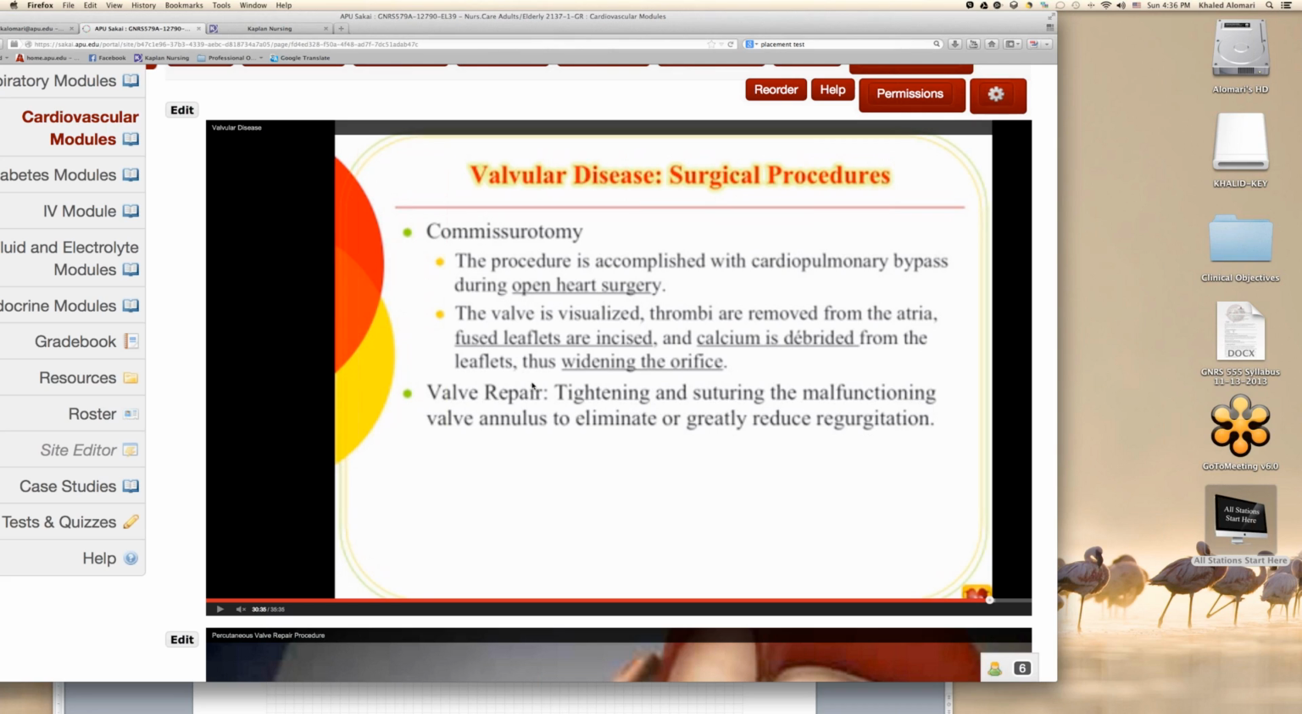The valve repair, again, the word is repair, it's not replacement. Basically, this is usually done in case of regurgitation. This occurs as a result of weak leaflets or the annulus of the valves, of the smooth muscles. So we're basically just tightening, and this way it's not going to fix the problem completely, but at least we avoid doing a whole valve replacement.